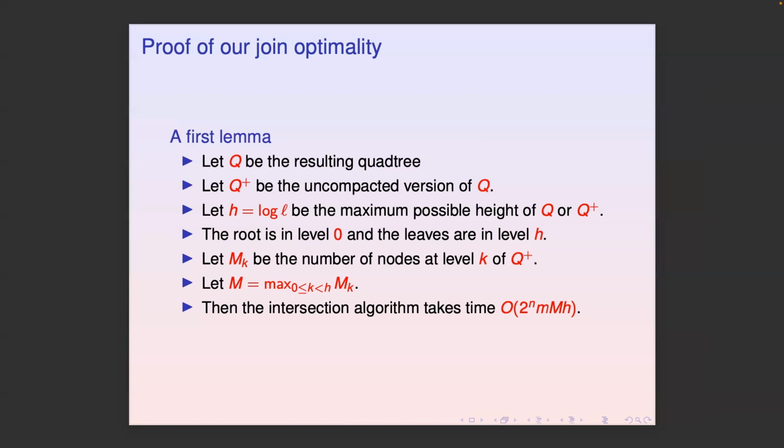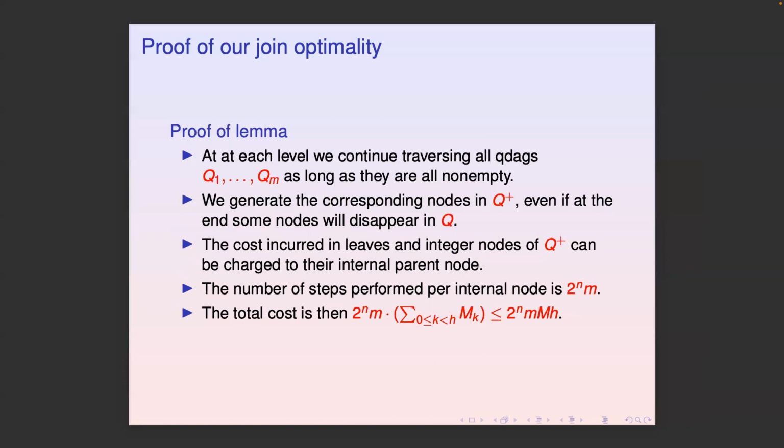This is not very difficult to see, because at every level we are producing basically Q plus. This is what we are traversing. We continue traversing all the Q dags as long as they are all non-empty, right? We generate the corresponding nodes in Q plus, even if some of those will disappear from the final result, but we work in generating that.